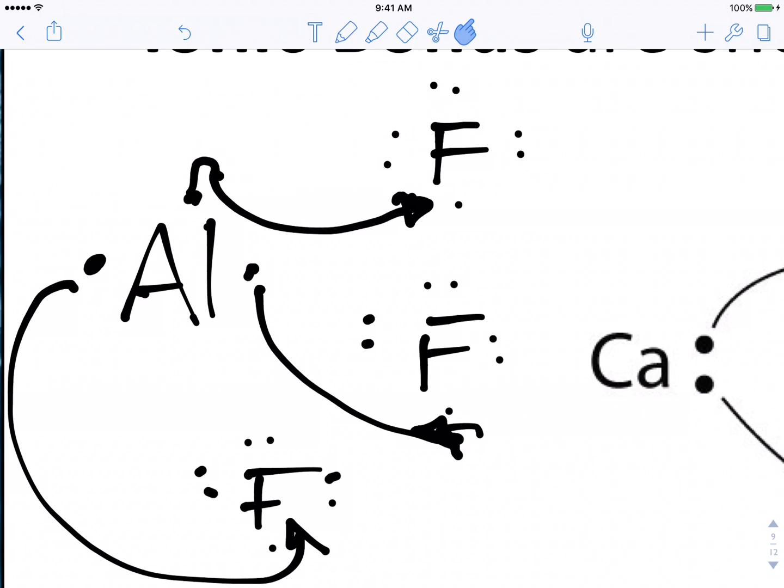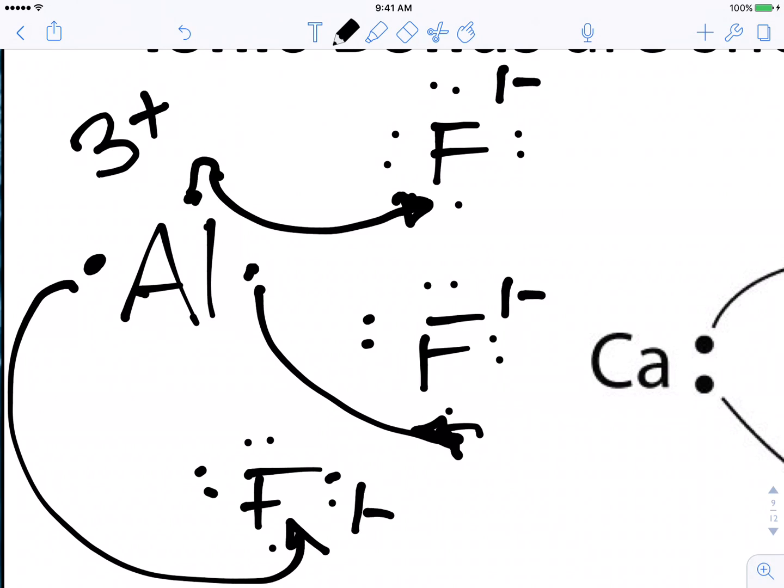So now we need to do our charges. So aluminum got rid of 3 electrons. Okay, 1, 2, 3. So since I got rid of 3 electrons, I am feeling 3 more positive than I was. Each fluorine took on 1 extra negatively charged particle, an electron. So this guy is feeling 1 more negative. This guy is feeling 1 more negative, and so is this guy. So that's how you do the charges in bonding.